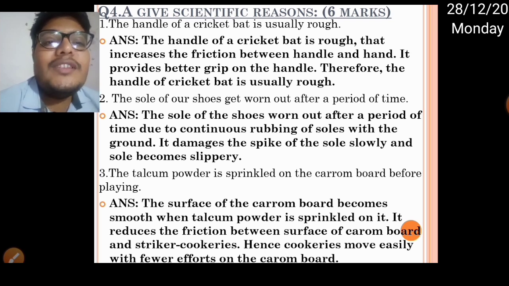So it reduces the friction between the surface of the carom board and the striker, or we can say the kukris. Hence kukris move easily with fewer efforts on the carom board, right? And that is why those kukris move smoothly on the carom board. Let's see next, give reason.